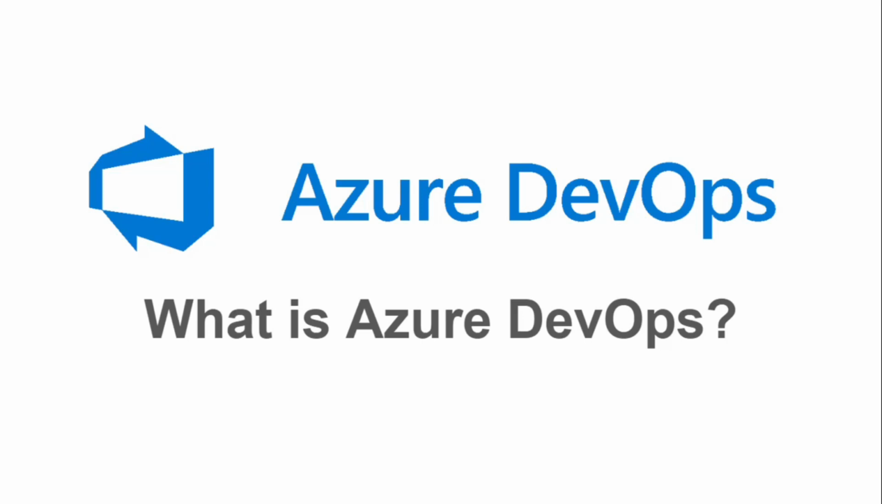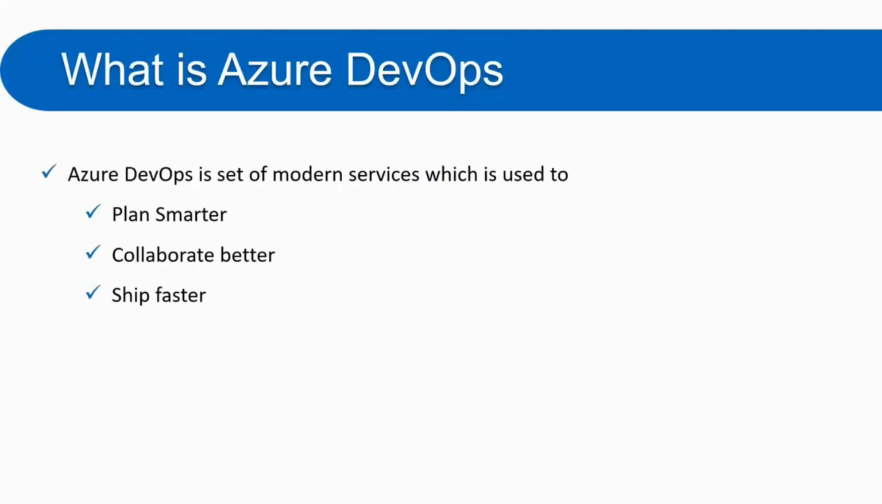In this video, you are going to learn about what is Azure DevOps. Azure DevOps is a set of modern services which is used to plan smarter, collaborate better, and ship faster. Basically, it is a development lifecycle of any product. First you have to plan, then you have to work, and then you have to deploy. In other words, we can also say that you should plan in a smarter way.